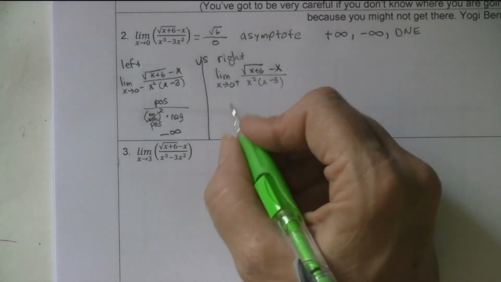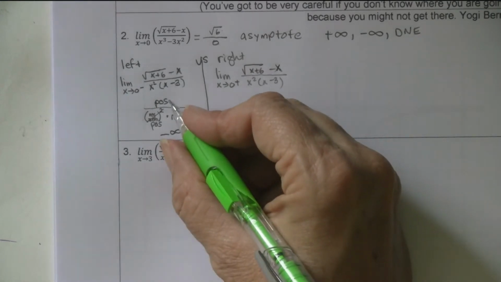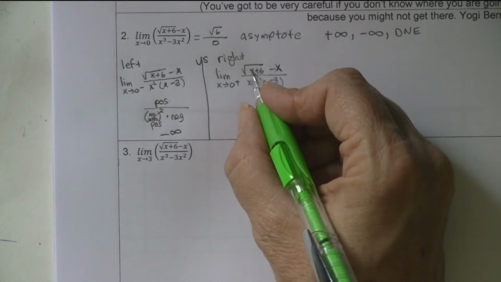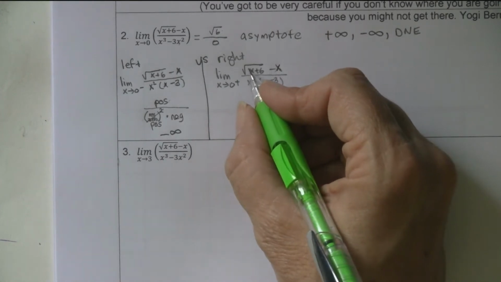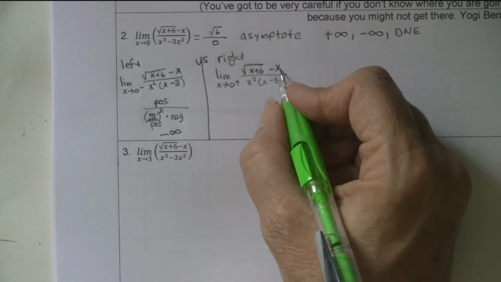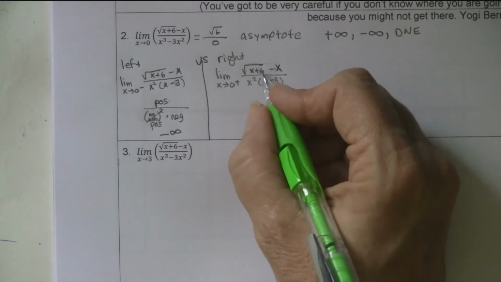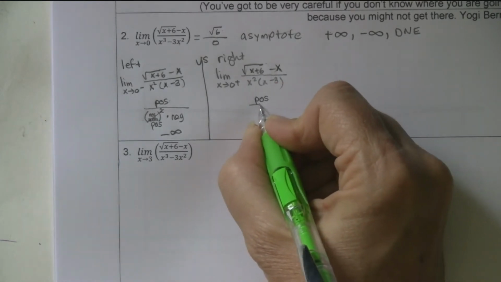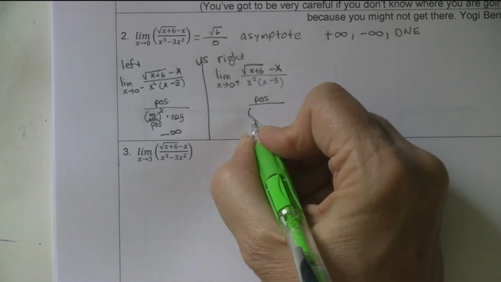So for the same reason that the numerator was positive over here, the numerator is positive over here, because I have something slightly bigger than 0, but nearly 0. So this is near the square root of 6. And then I'm going to take away 0, right? Something just very near 0. So it's positive, right? Square root of 6 overwhelms it if it's very near 0. So it's positive. And then I have something squared.